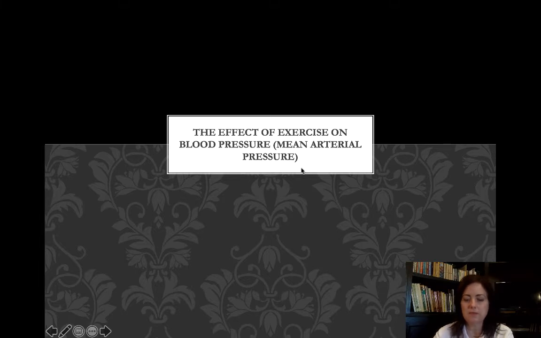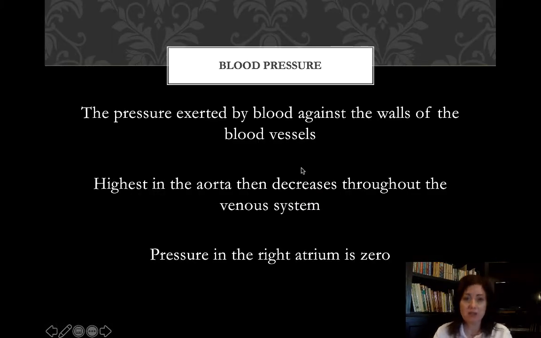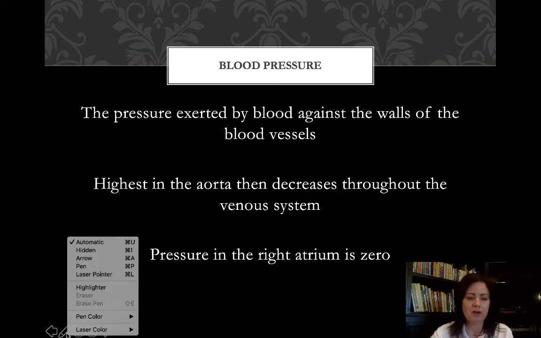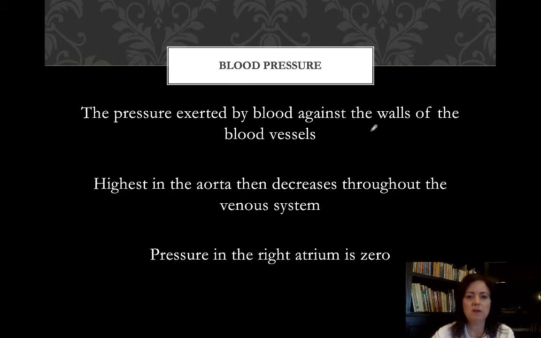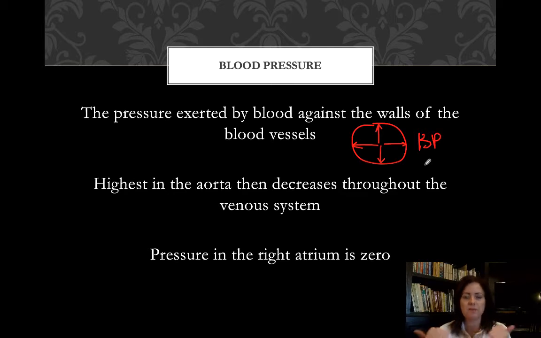So here we go. Blood pressure, we've defined this before. This is basically your hydrostatic pressure, where you have pressure of the blood contained within the vessel, and it's basically pushing out in all directions and creating that hydrostatic pressure. So that is, in essence, blood pressure in our circulatory system: blood pushing out against the walls of the blood vessels.